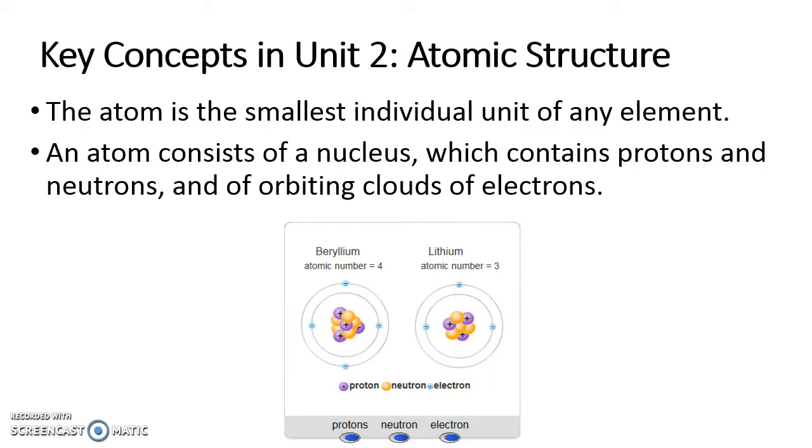Key concepts in Unit 2 include that the atom is the smallest individual unit of any element, and an atom consists of a nucleus which contains protons and neutrons and of orbiting clouds of electrons. So you can see here is an atom of beryllium. It has 4 protons and some neutrons in its nucleus. Then it has 4 electrons surrounding.